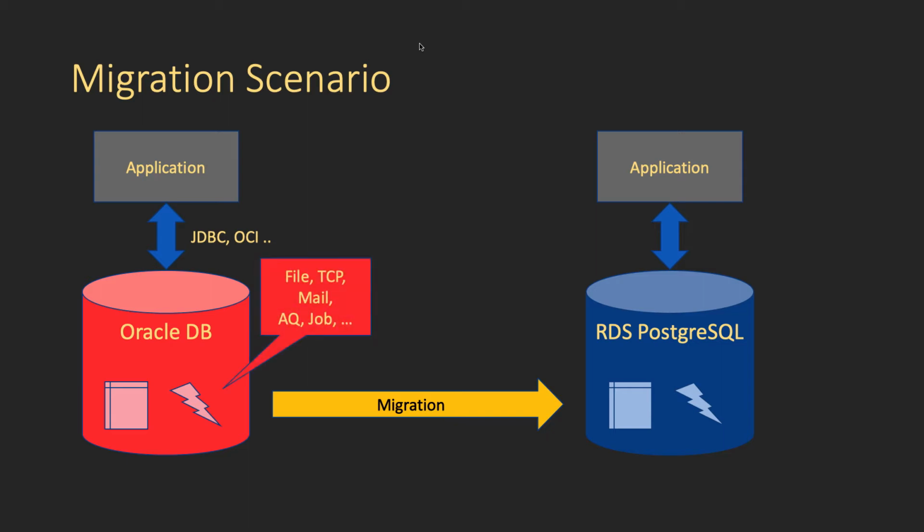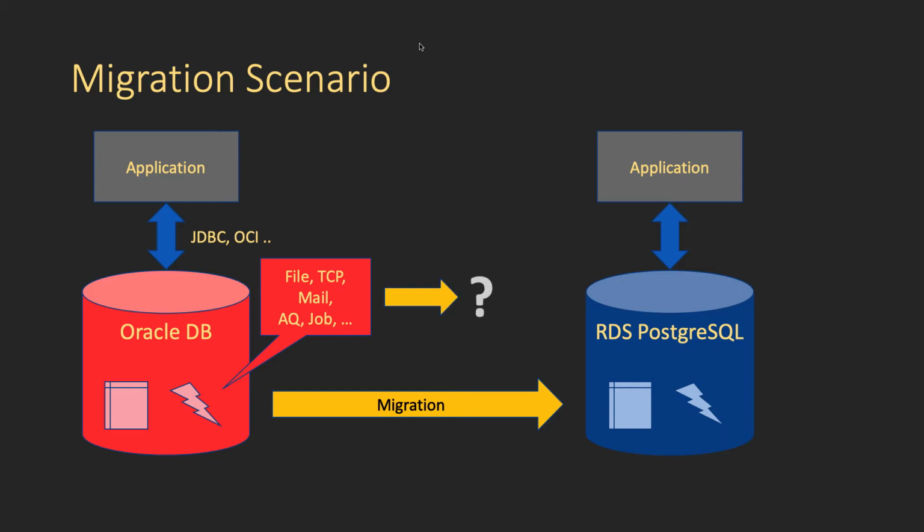But there are multiple features in Oracle that are not original database features. You know, Oracle can, for example, access the file system. It can send emails. It can communicate via HTTP, TCP. There's an advanced queuing engine built into the Oracle database, job control. And all that is used quite heavily in database-centric architectures.